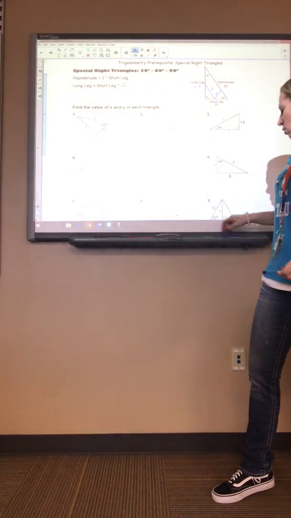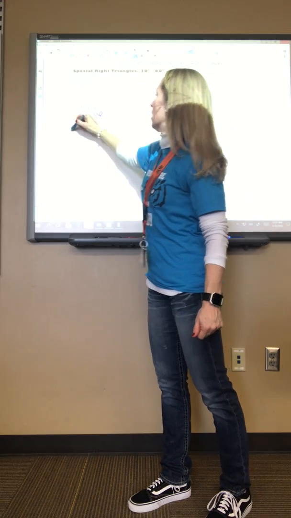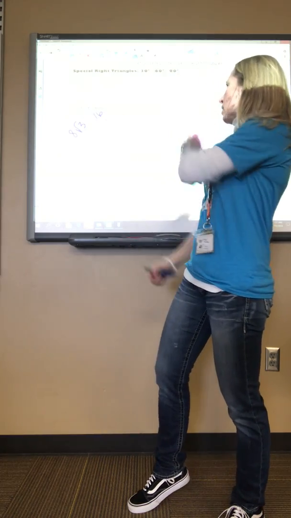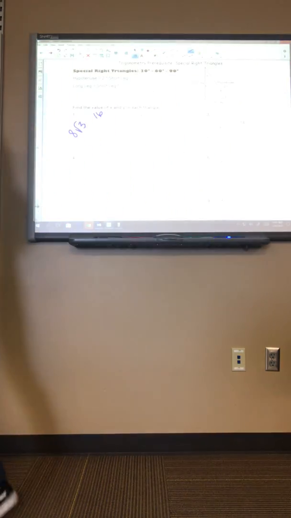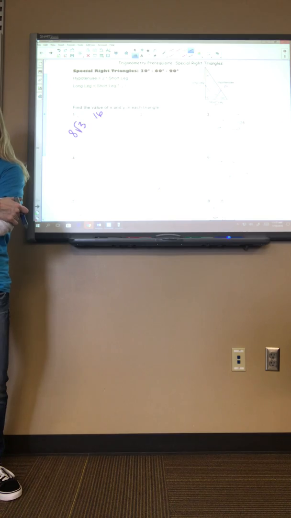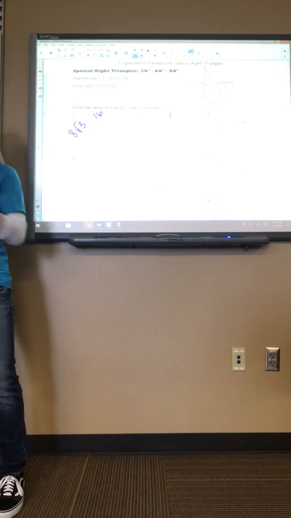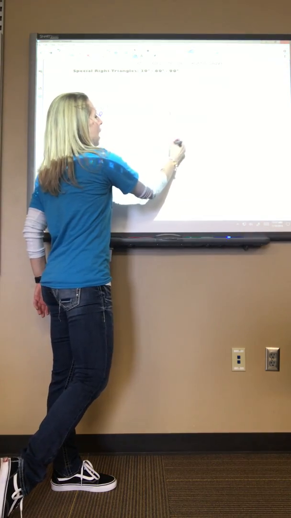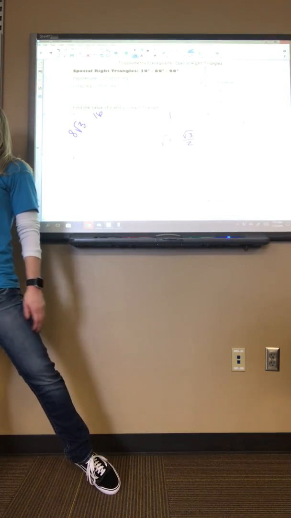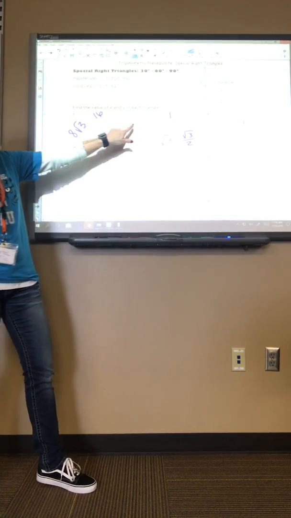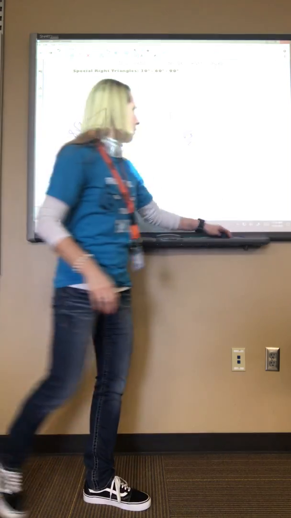Short leg. What would Y be? 16. What's X? 8 radical 3. Yes. What do I know on number 2? Short leg, good. So what is 1/2 times 2? 1. What do you think 1/2 times radical 3 is? 1/2 radical 3. If you type it in your calculator, it might say radical 3 over 2. Same thing. No, we're just multiplying by radical 3, not dividing.